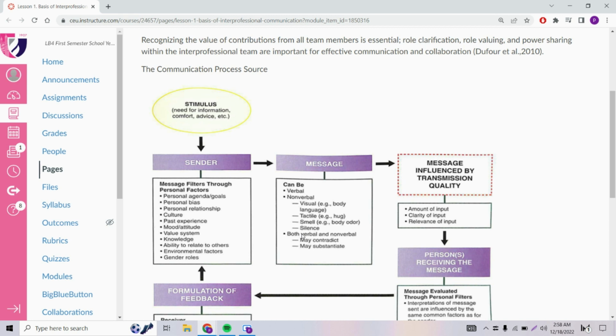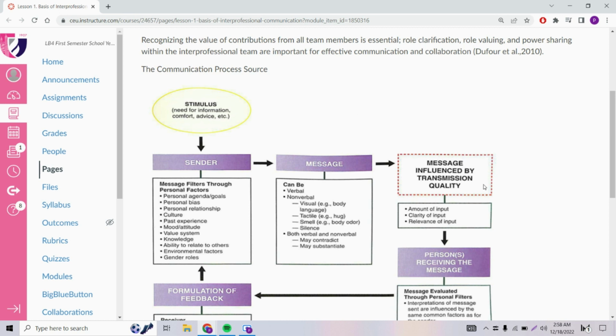Now, both verbal and non-verbal, class, may contradict and may substantiate. Kasi ganito yan, we would often say things that our body wouldn't agree with. Halimbawa, pag napipilitan ka sa isang bagay, sasabihin mo dun sa coworker mo or dun sa patient na, sige po ma'am, tatry kitang hindi kunan. But deep inside, as protocol, as a medtech, you still need to take blood.